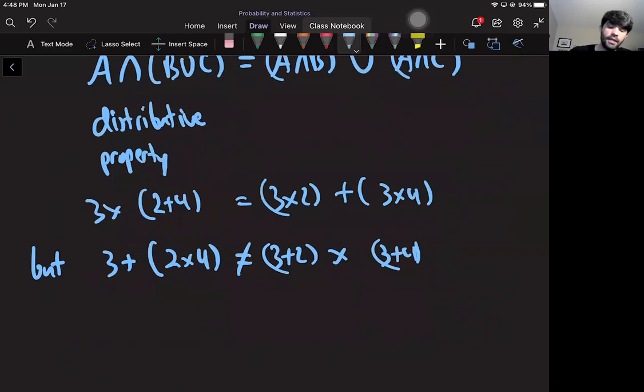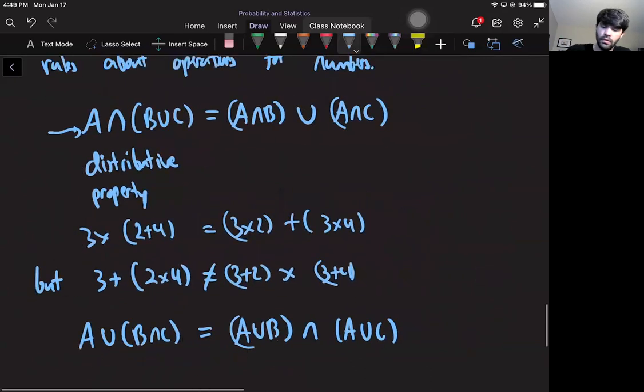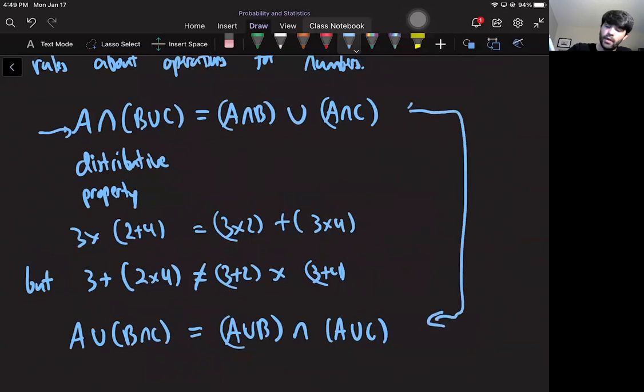But the cool thing about sets and unions and intersections is it does work the other way. So it's a little bit different than for numbers. So if I switch these from what I did up here, I did intersect and then union. Now it does work. Still works. So I could union them independently and then intersect the result. So they distribute both ways. They distribute over each other.